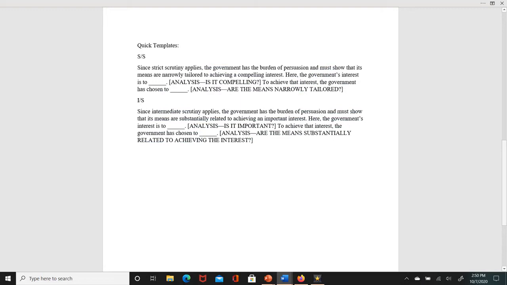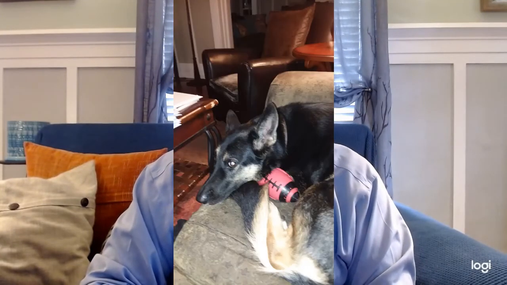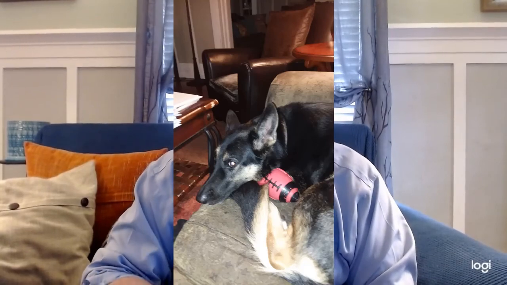I would absolutely memorize these and be ready to apply these very quickly. First of all, since strict scrutiny applies, assuming it does under the fact pattern, the government has the burden of persuasion. It has to show that the means are narrowly tailored to the achievement of compelling interests. So you need to be able to apply those. You need to look at what is the government trying to achieve and discuss whether that is compelling. You're talking there about health, safety, saving life, things like that. And then you would have to look at the way the government has tried to achieve the interest, how. And then you would have to decide whether that's narrowly tailored.